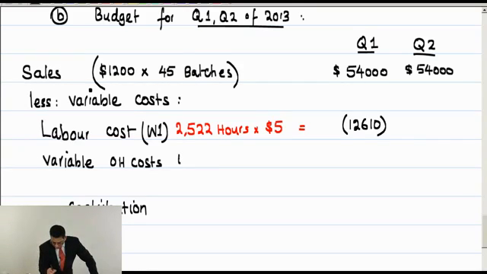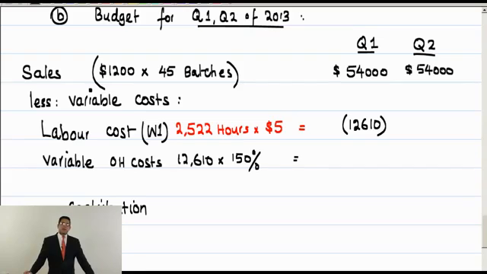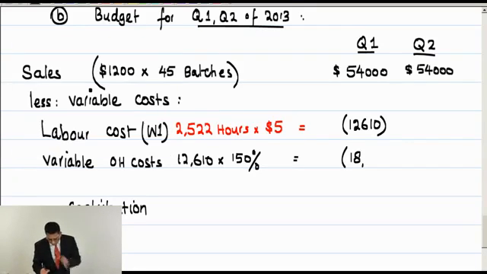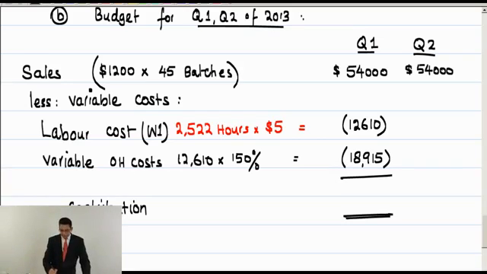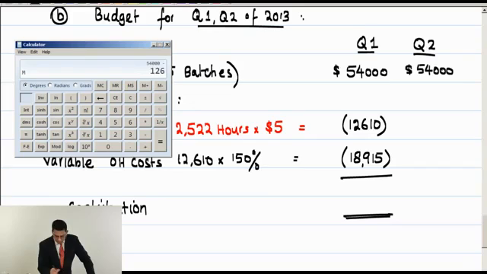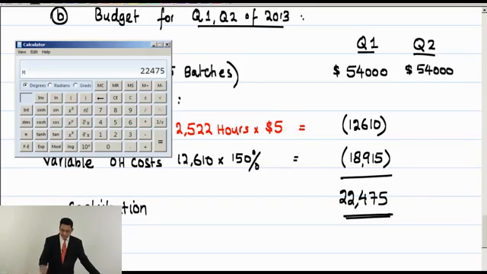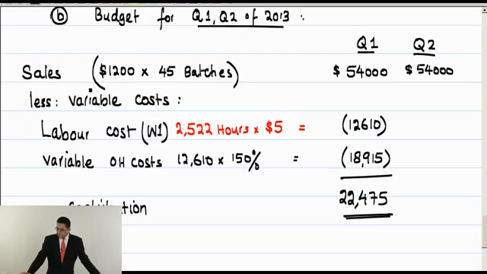Remember, variable overheads were 150% of the labor cost. So variable overheads, 150% times the labor cost, which is 18,915. Now the difference between revenue and variable costs equals the contribution, which comes to $22,475. Okay, so expected contribution is $22,475. I suppose you can apply the same principle to quarter number 2 as well.